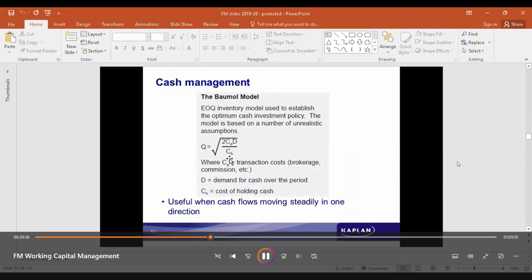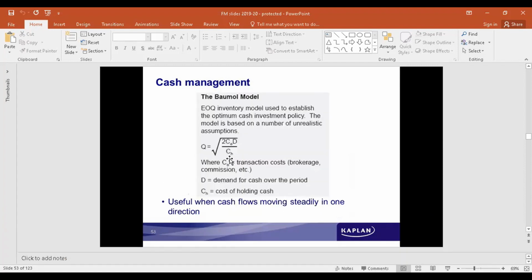Another current asset is cash management. If we are aware of the EOQ model, applying the same EOQ model for cash management as well, we can find out the optimum amount of cash balance that would be maintained. Fine.